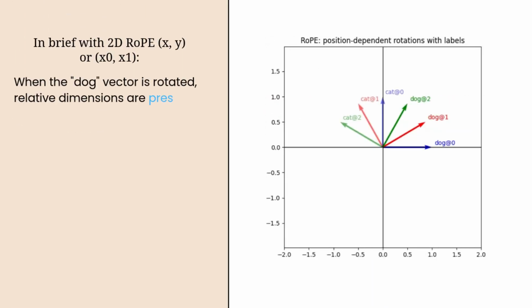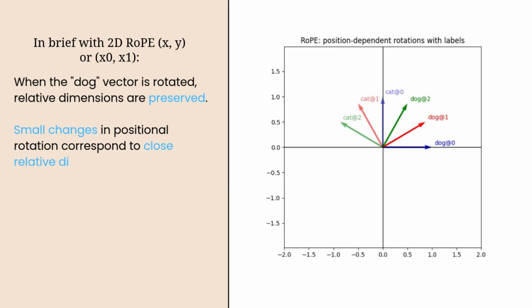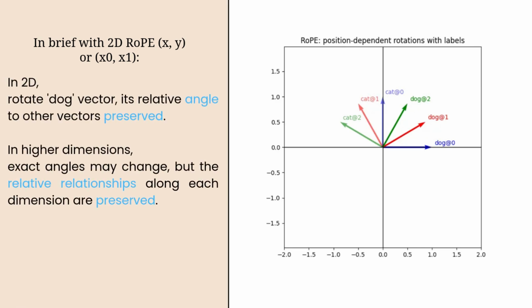Furthermore, when the dog vector is rotated, the relative dimensions are preserved. Small changes in positional rotation correspond to close relative distances, no matter the absolute positions. In 2D, changing the dog vector's position causes it to rotate, preserving its relative angle to other vectors. In higher dimensions, exact angles may change, but the relative relationships along each dimension are preserved. That's how RoPE helps transformers keep word meanings intact while adding just enough positional info so the model knows not only what the words are, but also where they are in the sentence.